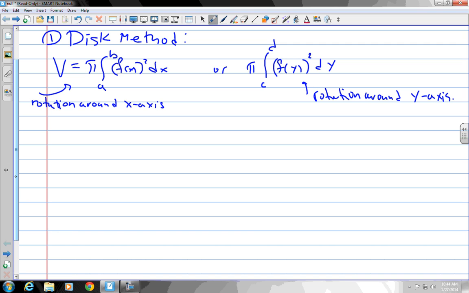We also had a formula for the volume when the cross section is bounded. So it came out to be something like the outer radius squared minus the inner radius squared dx or dy, whatever you do. So those are the disk or the washer method, depending what your slices look like. It's all the same thing.